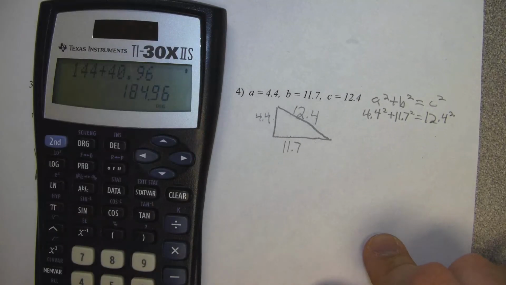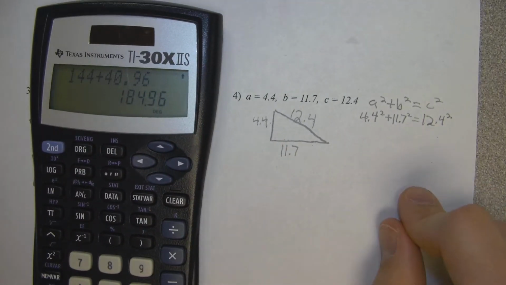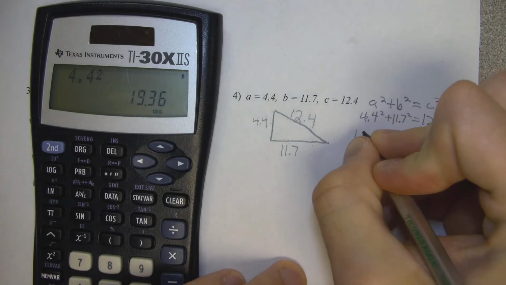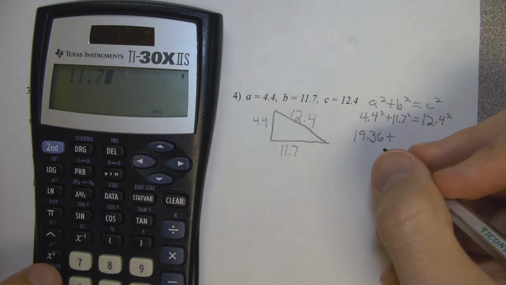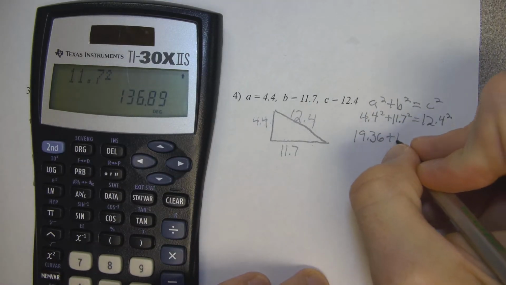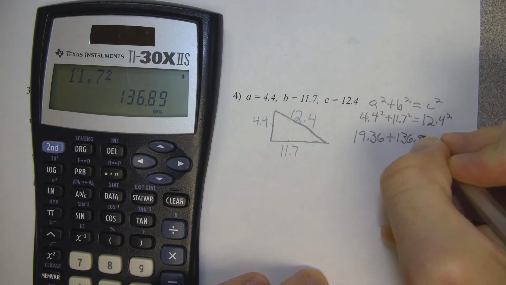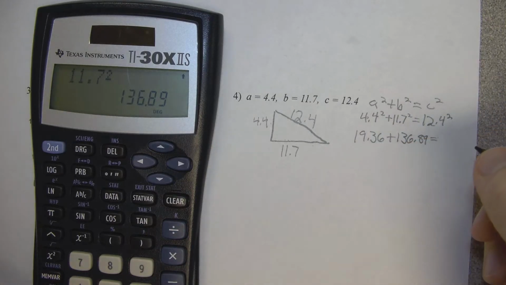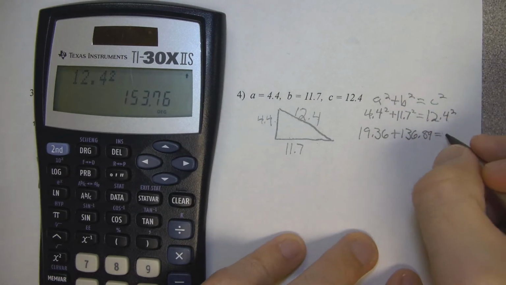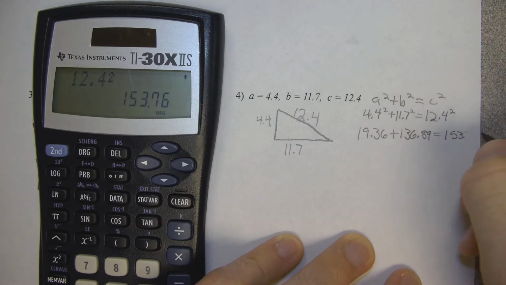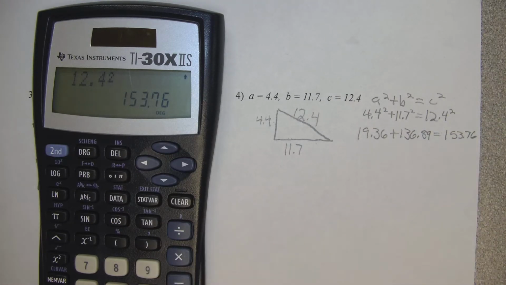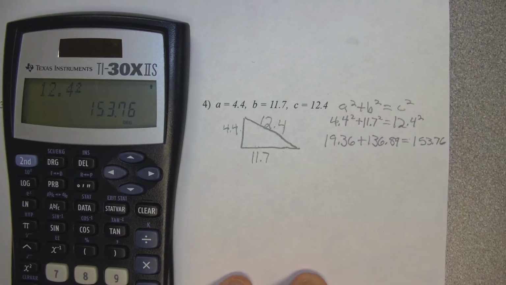So here we go. Again, if you're not good with squaring numbers like this in your head, not a big deal. 4.4 squared gets us 19 36 hundredths. 11 7/10 squared is 136 89 hundredths. And then of course we'll take that 12.4, square it, 153, and what is that, 76. I was reading it backwards. There we are. Well, let's add them together and see what we get.